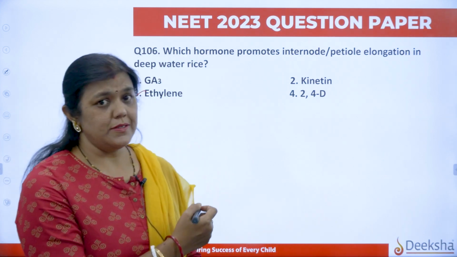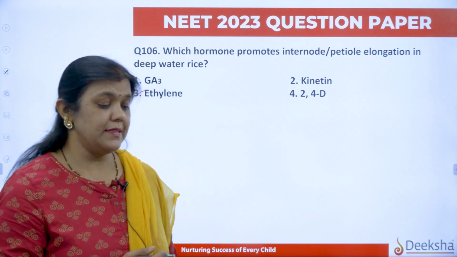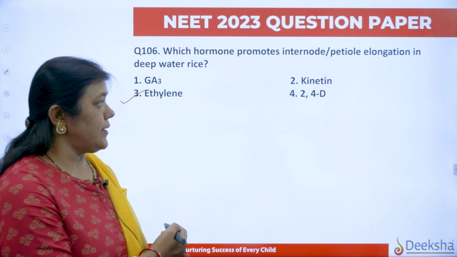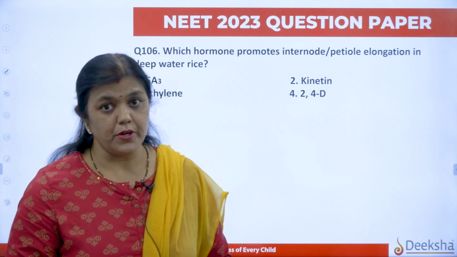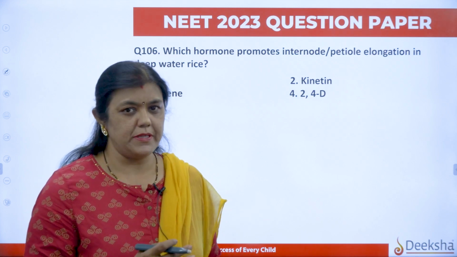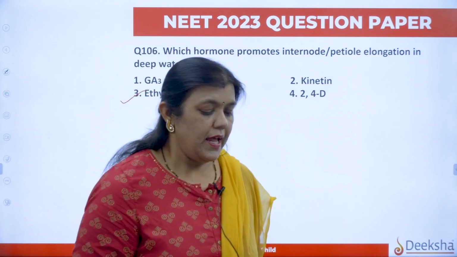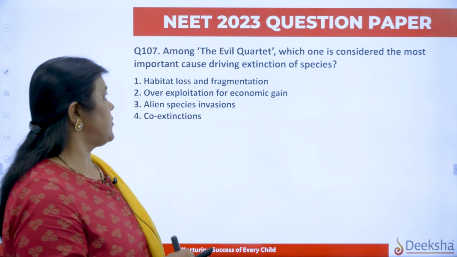I hope you got this, why it is ethylene. GA3 is helping in dehiscence, and kinetin is promoting the cell division process in plants, and 2,4-D actually works as a weedicide or pesticide. So none of the three answers are correct, and that's why we chose option 3. Let us go to the next question, which is 107.